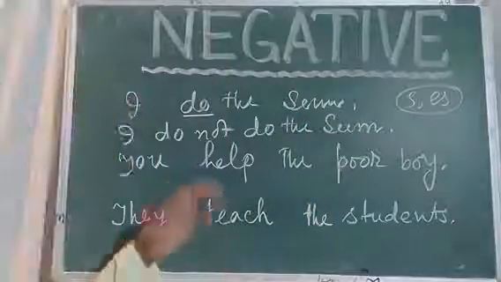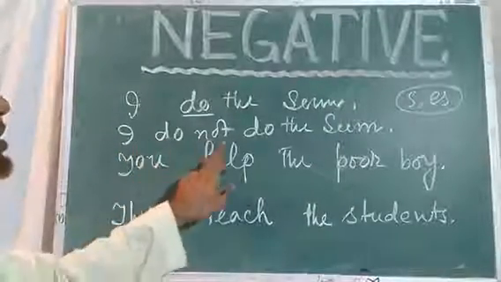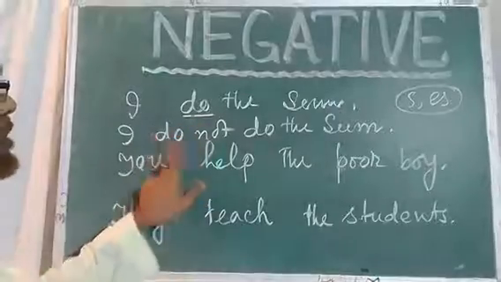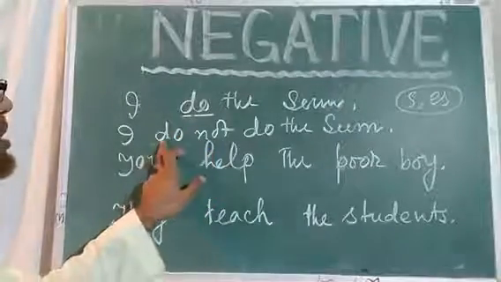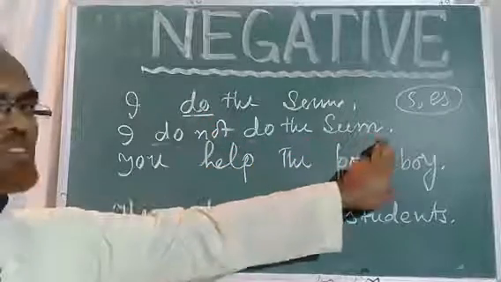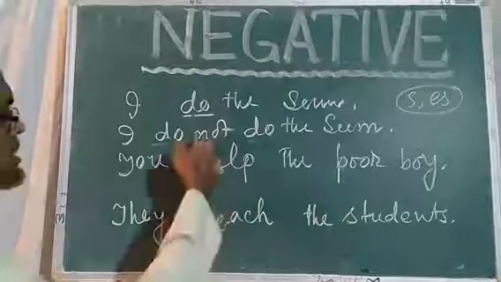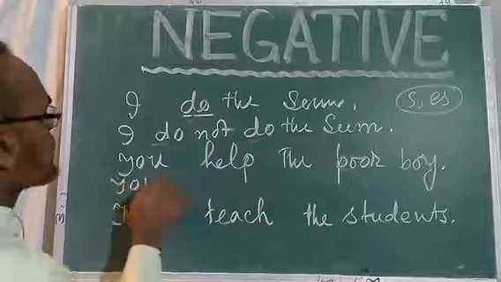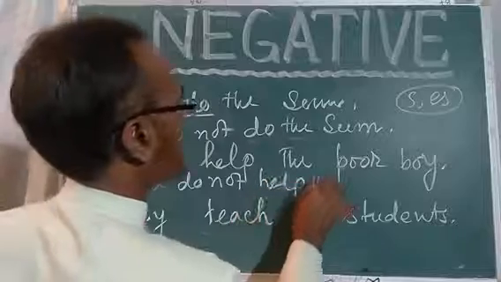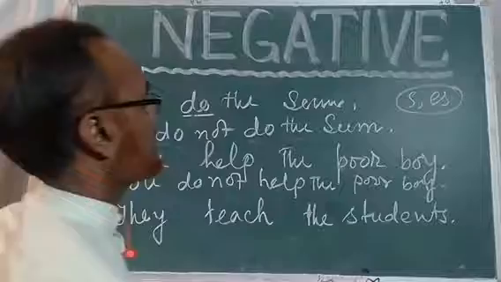What have we done here? We just added do not just after the subject of the sentence and before the verb of the sentence. And after writing do not, we add the main verb and the remaining parts of the sentence to make it negative. And in the second sentence, we can write: you do not help the poor boy.